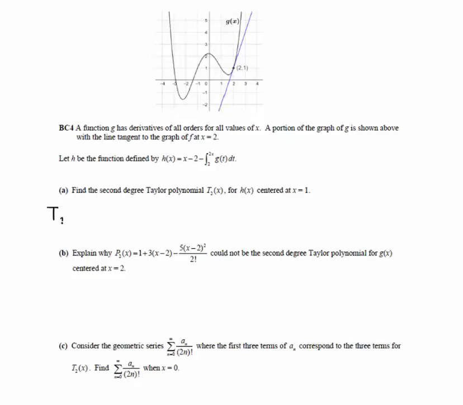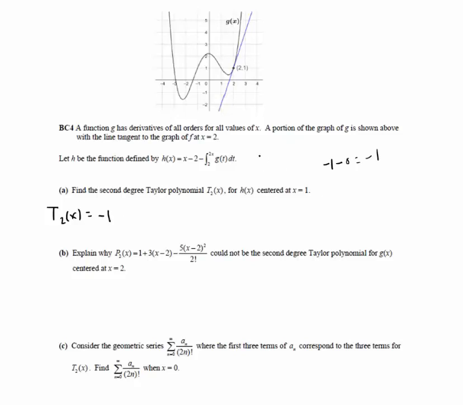So I'm finding T2(x) here. All right, so I need the function value of h at 1, which is just plugging in 1. So 1 minus 2 gives you negative 1. And then minus the integral from 2 to, when I plug in 1 here for x, I get 2. And the integral from 2 to 2 is 0. So obviously that's just negative 1. So the function value is negative 1.